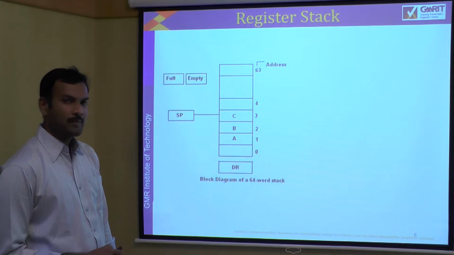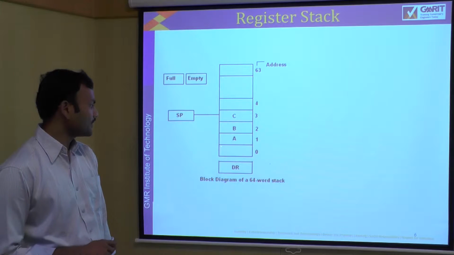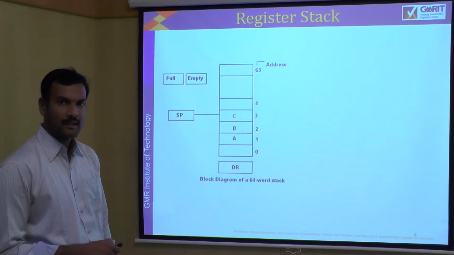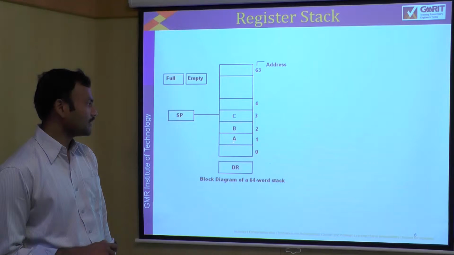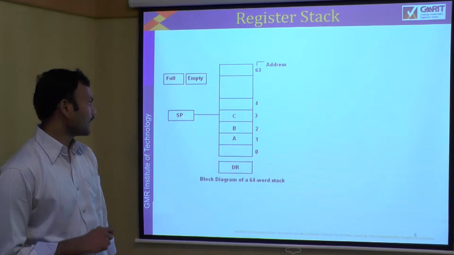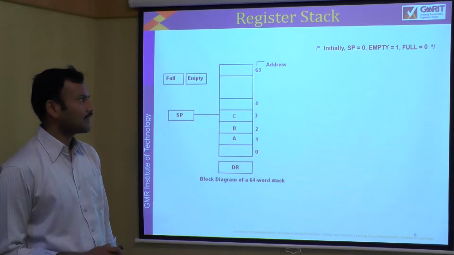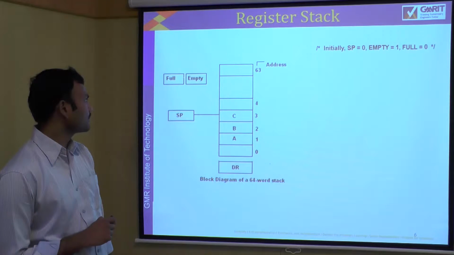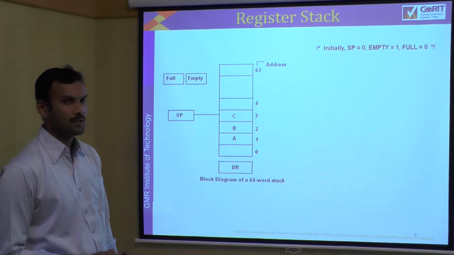Now here we can perform two operations: one is push, another one is pop. Initially the stack pointer is at location 0, and whenever you insert an element, the stack pointer is incremented by 1. Like that, we have inserted 3 elements A, B and C, and now the stack pointer is at location 3 and the topmost element is C. Initially the stack pointer is 0, and I told you there are two flags, full and empty. Empty is set to 1 and full is set to 0.